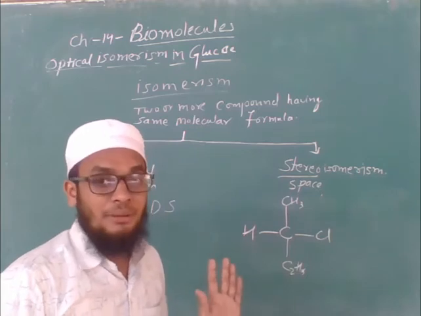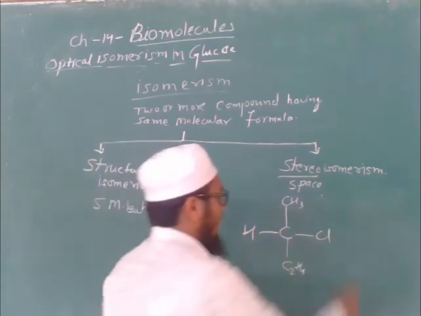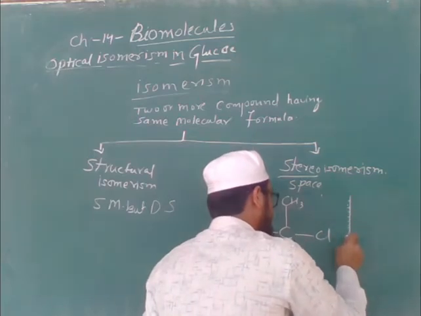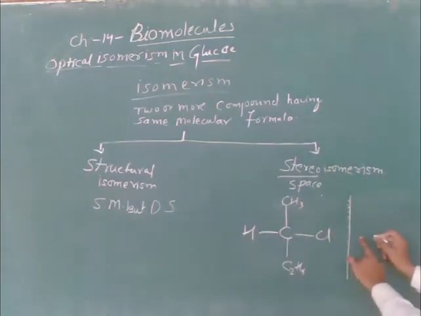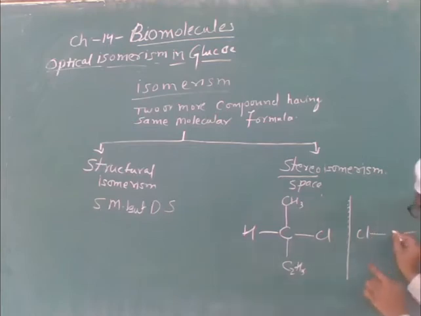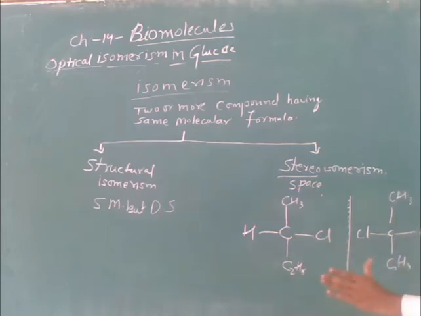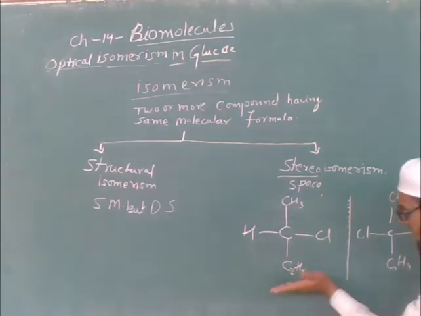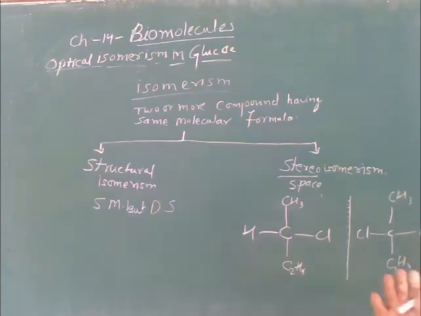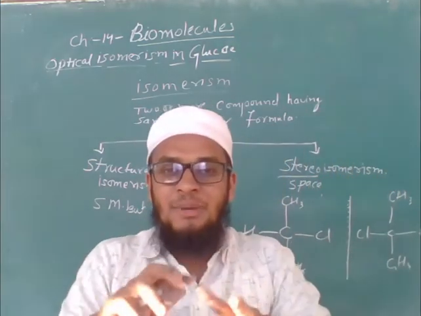What will be the structure in its mirror image? I will put a mirror here. So what will I get? Chlorine will be reflected here, here is our carbon, hydrogen will come here, CH3 above and C2H5 below. So the mirror image of this compound is this one, but they are not superimposable on one another. This means their arrangement in space is different.